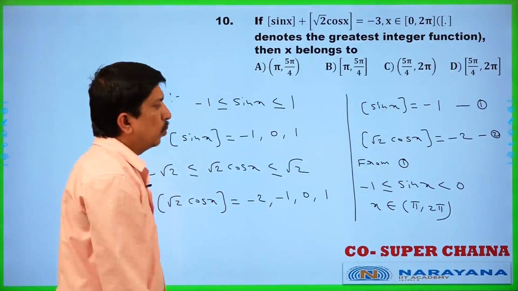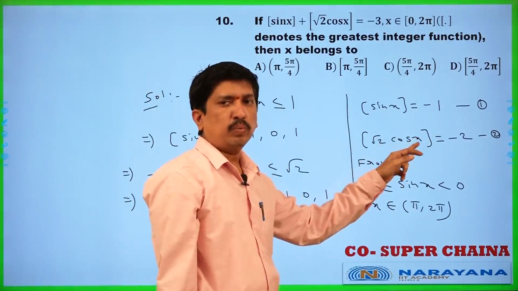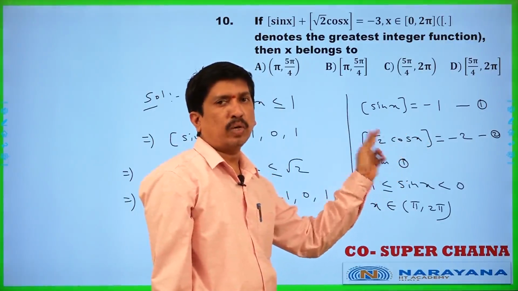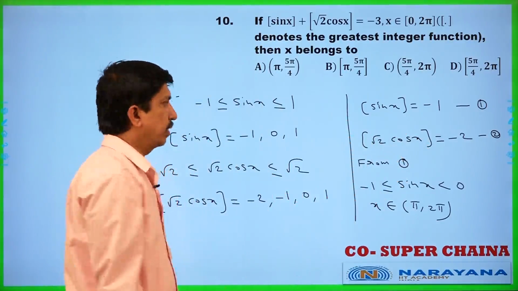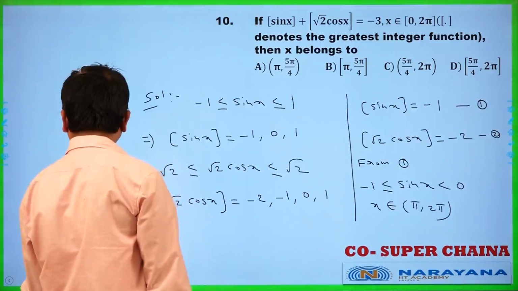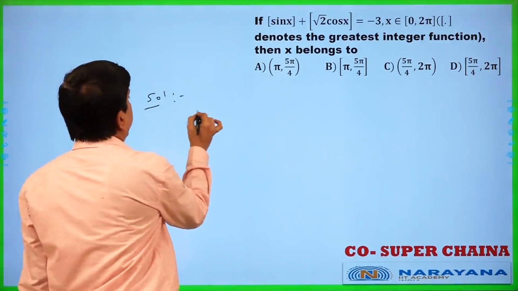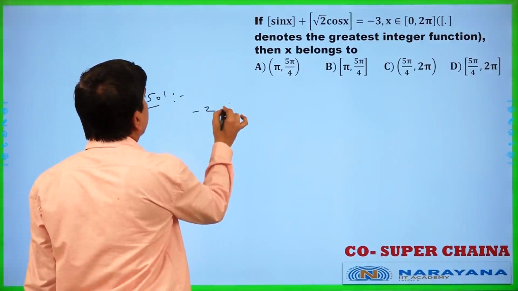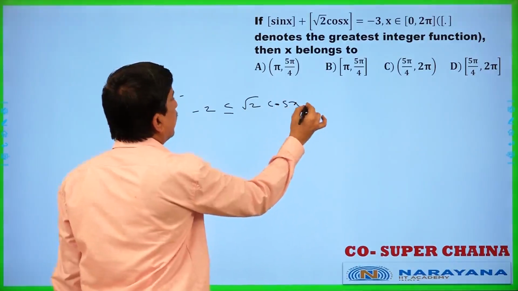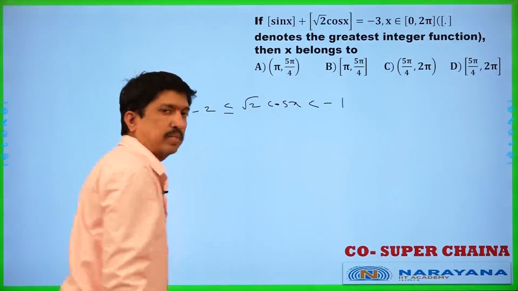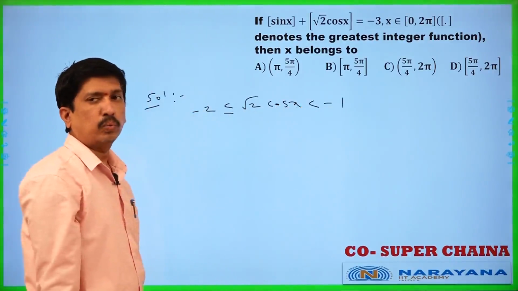From equation 2, step root 2 cos x equal to minus 2. Minus 2 means it lies between minus 2 and minus 1 we have to consider. n is minus 2, n plus 1 is minus 1 like that. Now I will write that one. Minus 2 less than or equal to root 2 cos x less than minus 1, step function value. Step root 2 cos x equal to minus 2 only.